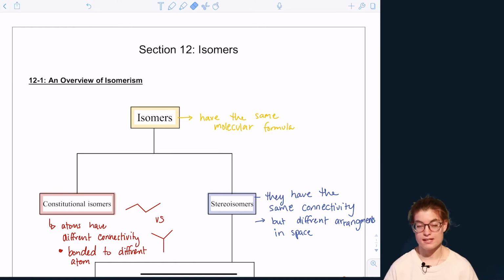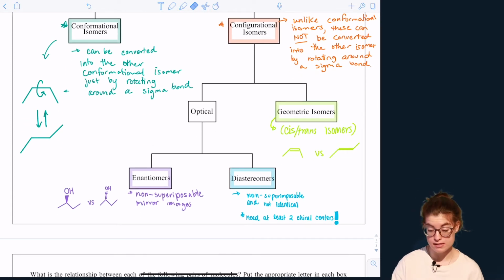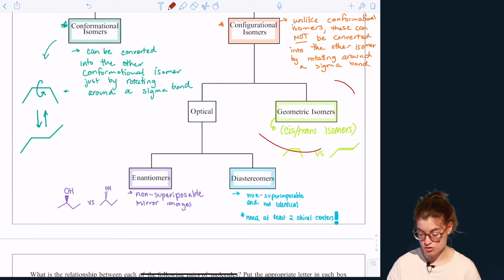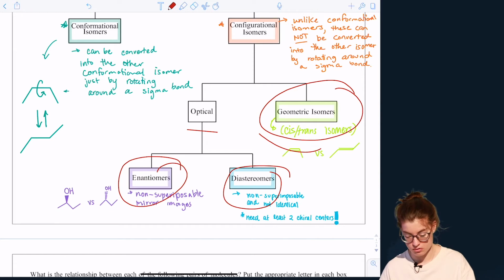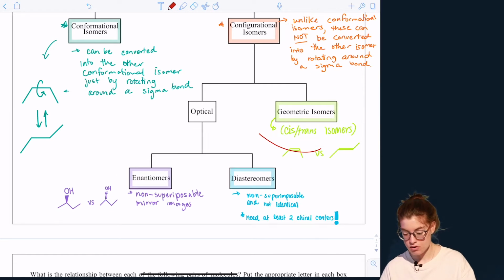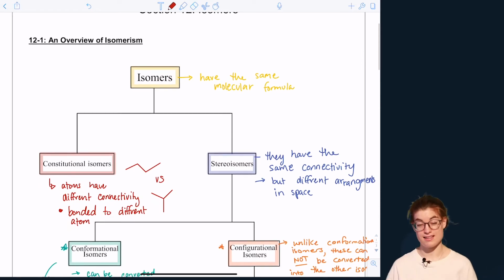Section 12 is all about isomers. Now, we've already talked a little bit about isomers. Specifically, in previous sections, we've already covered geometric isomers and the two types of optical isomers, enantiomers and diastereomers. But today we're going to tie it all together and look at it in this flow chart.